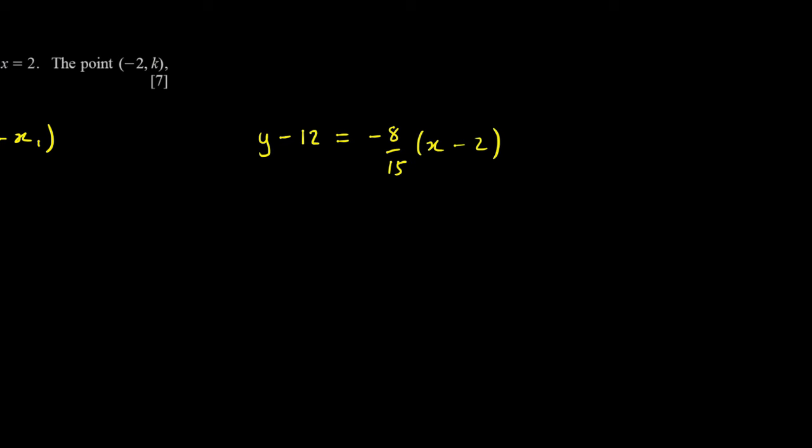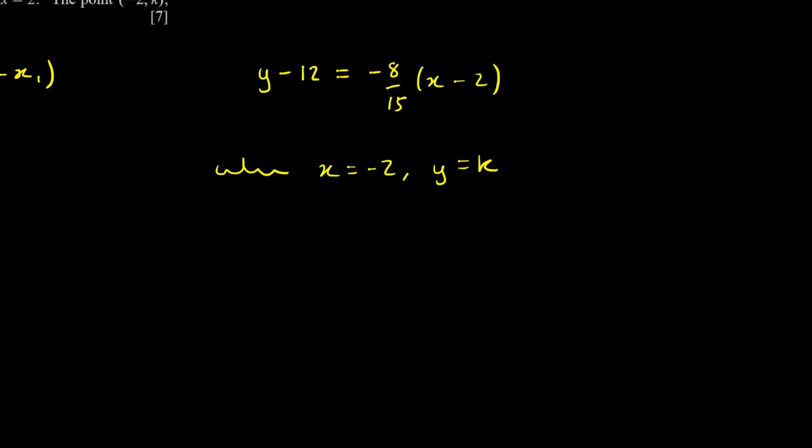And what we're told is that the point (-2, k) is on that line. So we're going to write when x is equal to -2, y is equal to k. So we just substitute in. So k minus 12 is equal to -8 upon 15, times, sorry, not x, sorry, -2 minus 2, beg your pardon, -4. I had a bit of a brain fart just then because we're replacing x with -2 in there. And so what's that going to be? Well, k minus 12 will be equal to +32 upon 15.